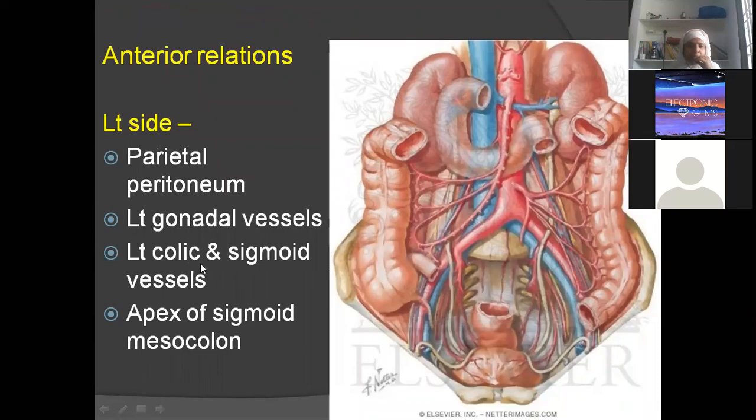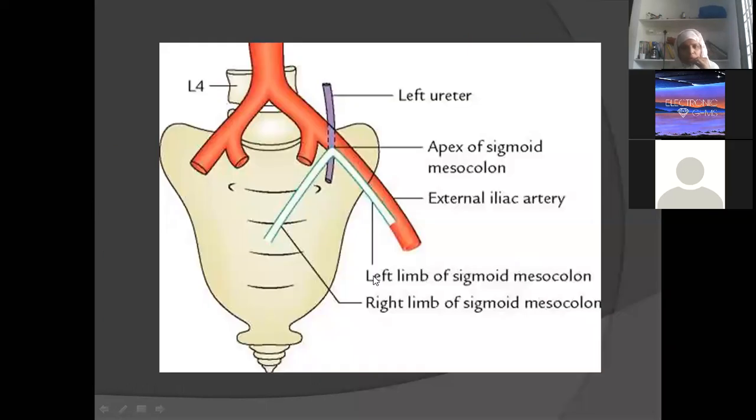Then left side, because these relations only will be confusing when you write in your exam. Left side, the relations are again parietal peritoneum, left gonadal vessels. Then these are left colic vessels, sigmoidal vessels, and apex of the sigmoid mesocolon. The apex of sigmoid mesocolon from your textbook looks like this. This is the apex of the sigmoid mesocolon, which is crossed by the ureter. Okay, what are these blood vessels? Abdominal aorta, isn't it? Left common iliac, right common iliac, external iliac, internal iliac.